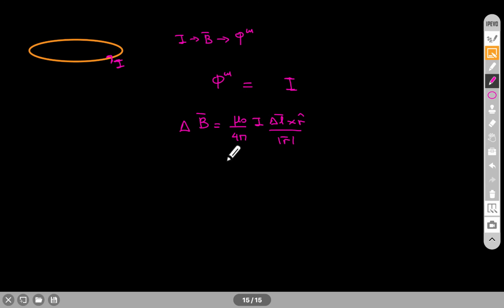And if the magnetic field is proportional to I, we know the definition of the magnetic flux is the surface integral of B dot dA. Okay, if B is proportional to the current I, then the magnetic flux will also be proportional to the current I. Now, we call this constant of proportionality between the current in this loop and the flux that goes through the same loop the self-inductance.